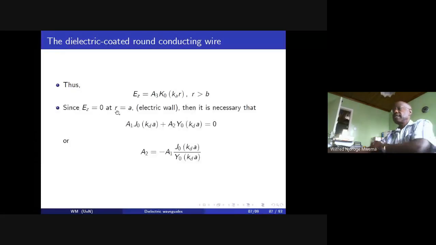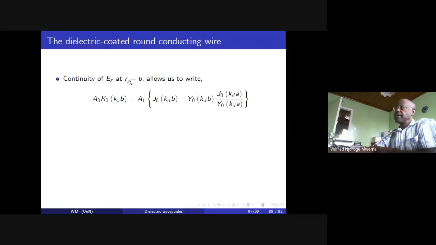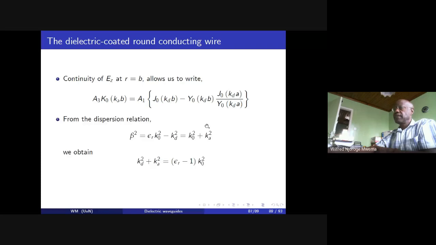And since Ez is equal to 0 at r equal to a, that is, we have a perfectly conducting wire, that's what we are assuming, then it must be necessary that A1 J0(kd a) plus A2 Y0(kd a) equal to 0, or rather, we can have the value expressed in terms of A1 alone. Continuity of Ez at r equal to b then allows us to write that that value is equal to those values coming from the inside of the dielectric. And from the dispersion relations, we obtain kd squared plus ka squared equal to epsilon r minus 1 multiplied by k0 squared.